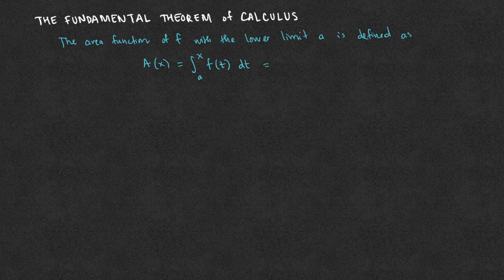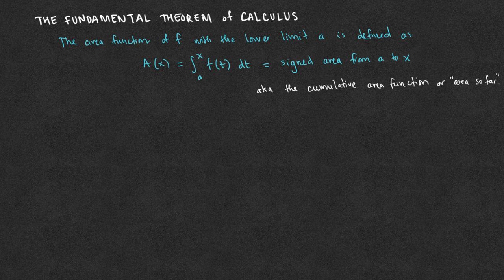It is a signed area from a to x. It is also known as the cumulative area function, or the area so far. It is a function that depends on x, starting at a. It is in terms of x.